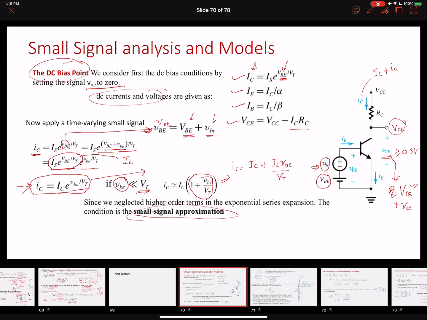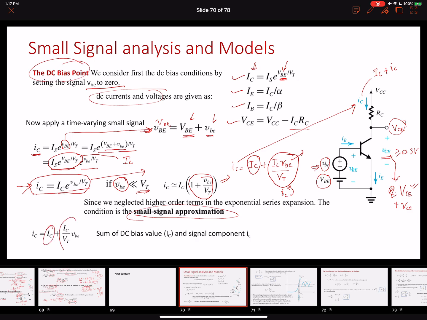So now our iC would be equal to IC plus IC VBE over VT. Now we will realize that this is the total collector current that is appearing over here. It has a DC component and it has a time varying component. So this small ic is this time varying component, which is due to the time varying base to emitter voltage that is applied over here, right? So this iC is over here, where there is a DC component and the signal time varying component, IC VBE over VT.